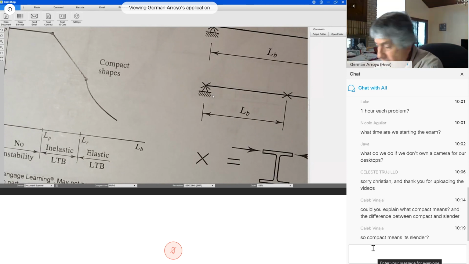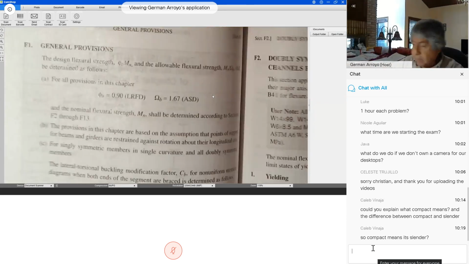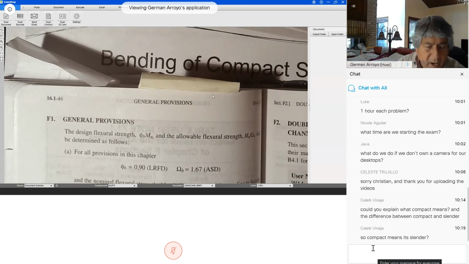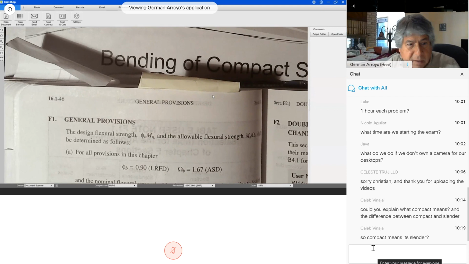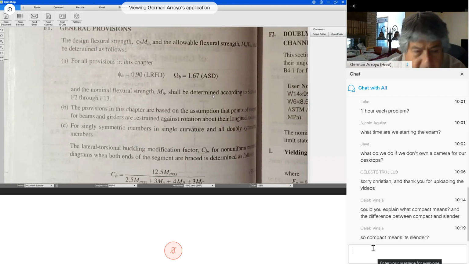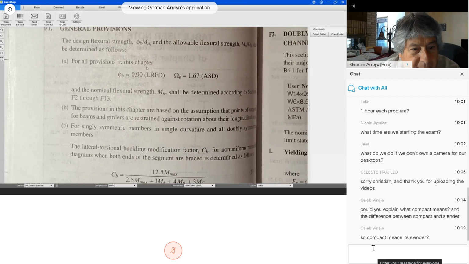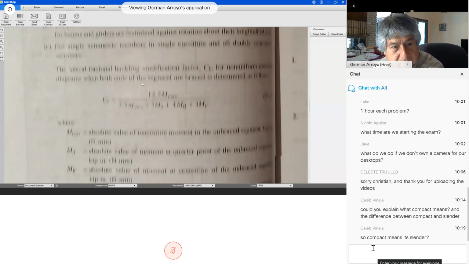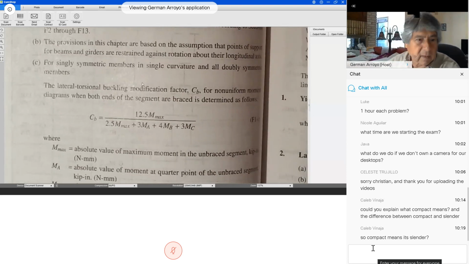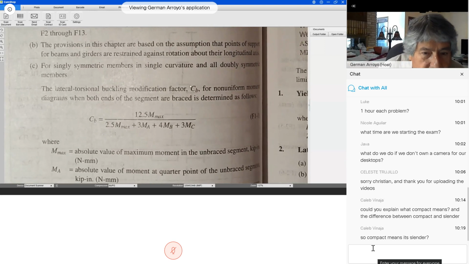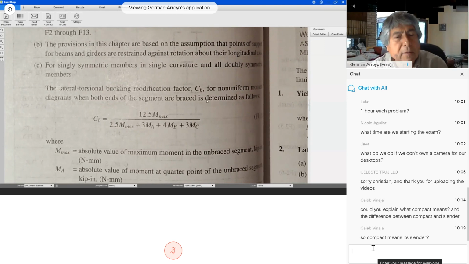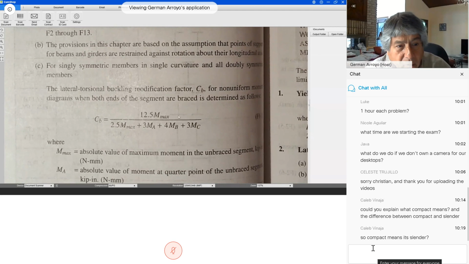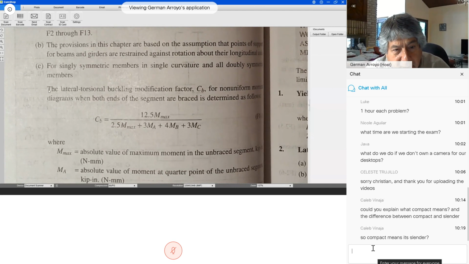Someone was saying that chapter F, I'm back on 16.1-46. Chapter F is the one that deals with bending. And the phi factor that we use for bending is 0.9. There is something new in here. This is what we used to call the moment gradient in the past, and now they have changed the name. It's the lateral torsional buckling.